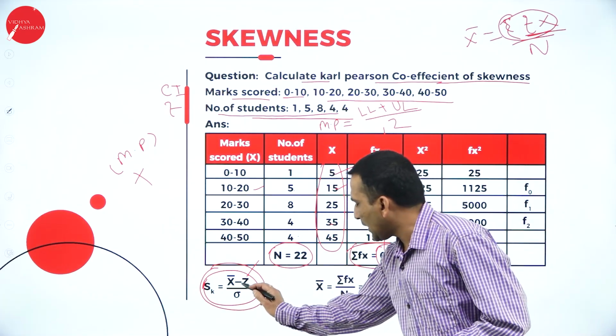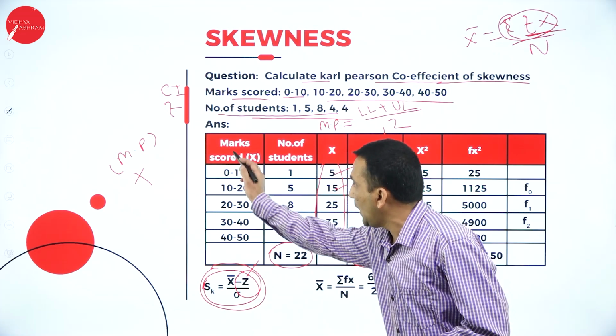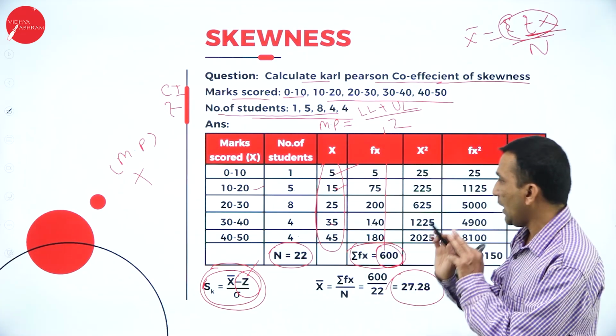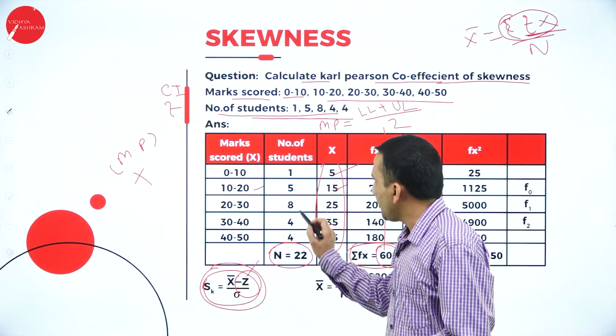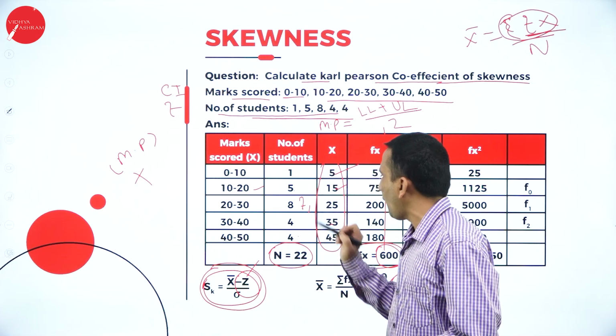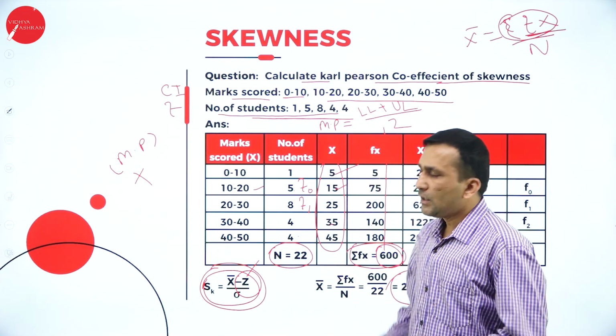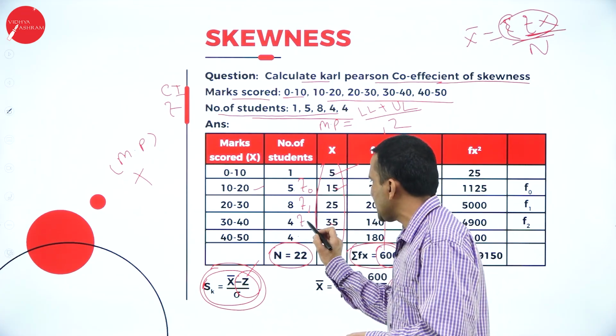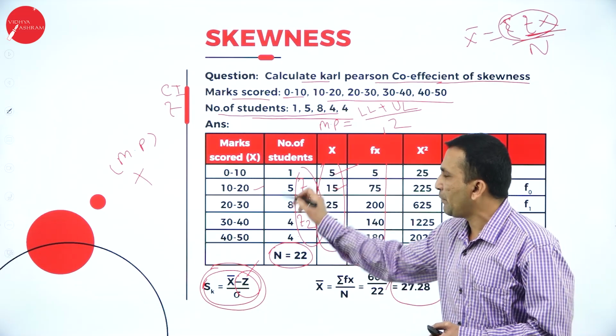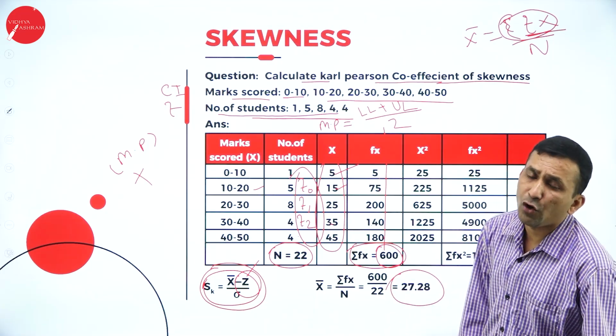Now when you are identifying a mode with the help of a continuous series, the highest frequency we call F1, the previous frequency we call F0, and the post frequency we call F2. Something you have to apply for the continuous series mode formula.